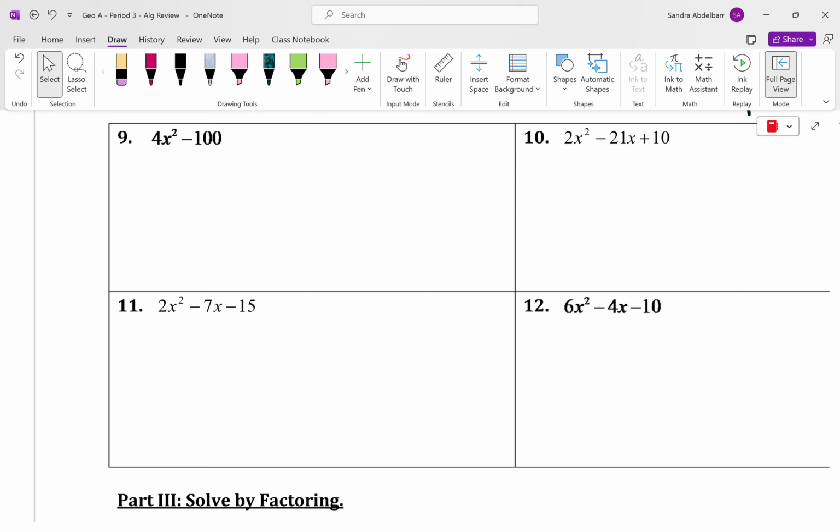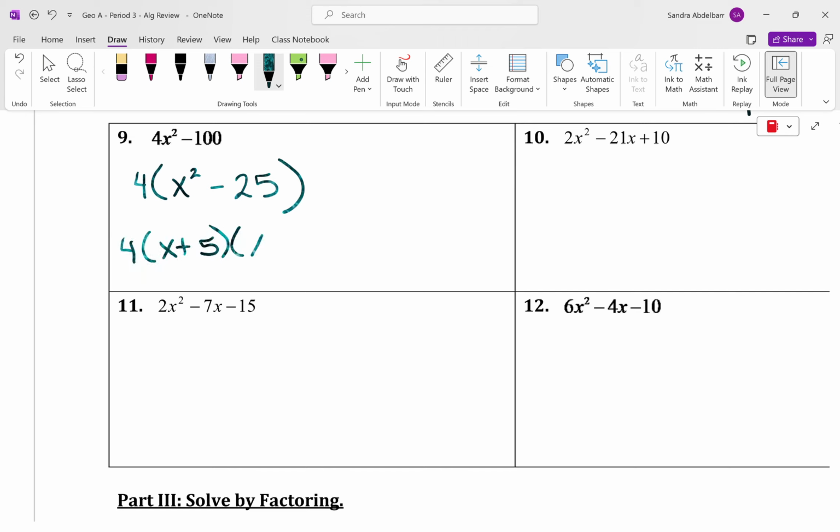All right, number 9. Some of you might look at this and be like, DOTS. I'm going to say yes, but not yet. Why am I saying yes, but not yet? You have to take out the... Exactly, because there's a GCF there. So now when we pull out this GCF of 4, we're going to have x squared minus 25. Now we look inside our parentheses. Is x squared minus 25 a DOTS? Yes. So now we have that 4 in the front, and we have x plus 5 and x minus 5.